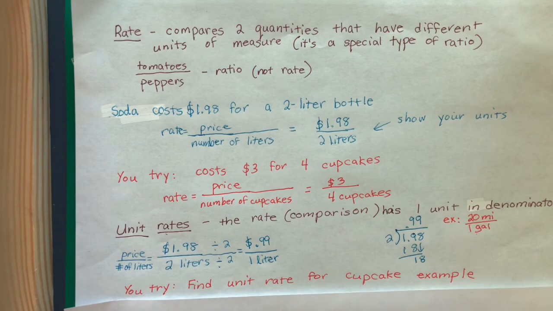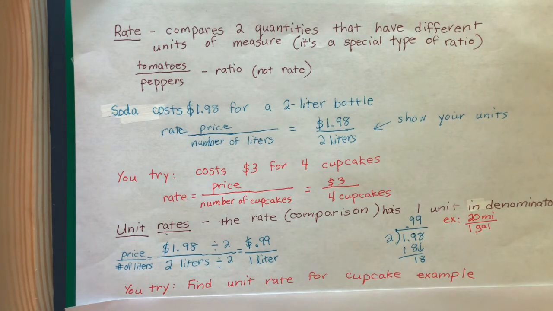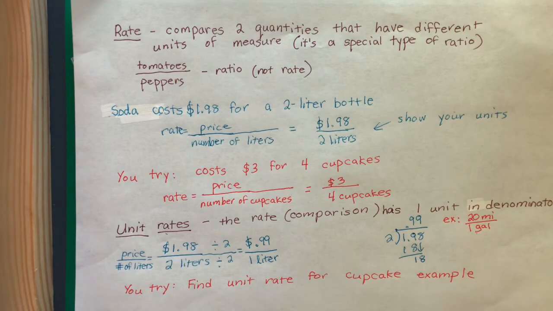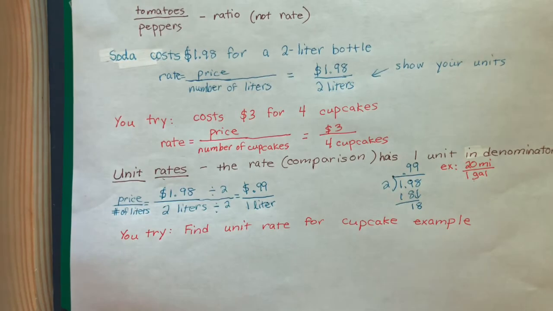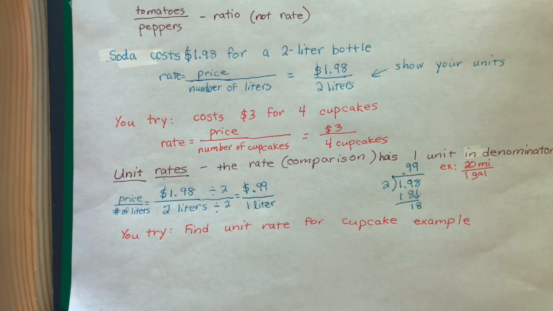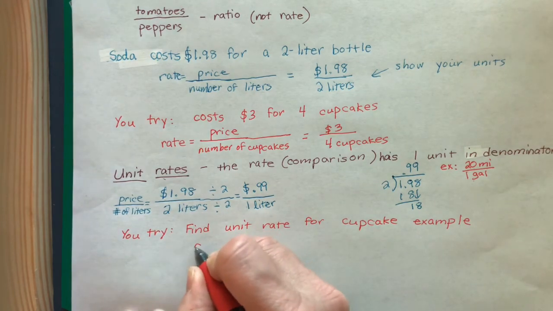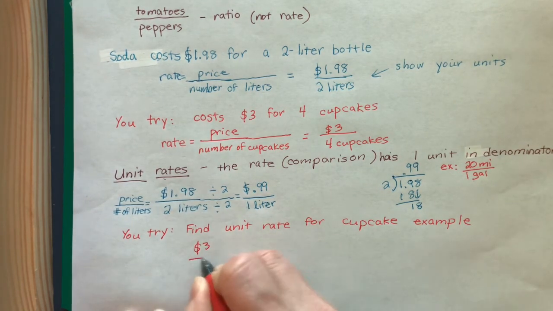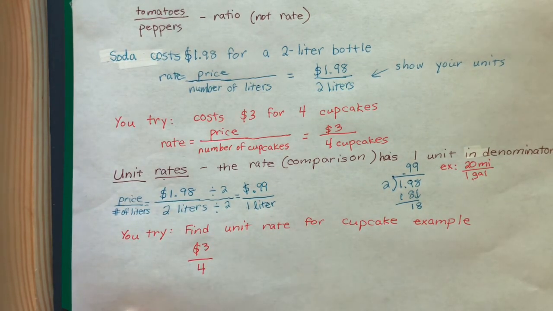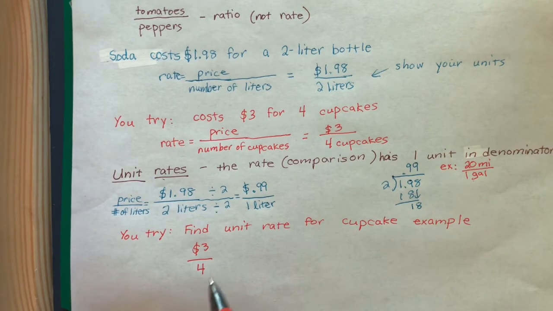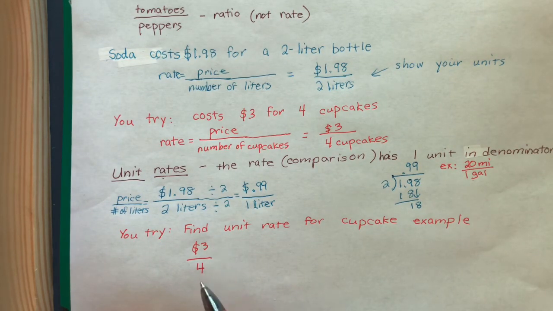Now, you try that one. Try to find the unit rate for the cupcake example. Pause the video and see how you do. Okay, let's see how you did on the cupcake example. If you started with $3 for 4 cupcakes, then I would divide both of these by 4.